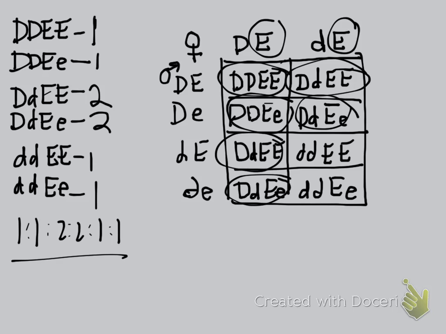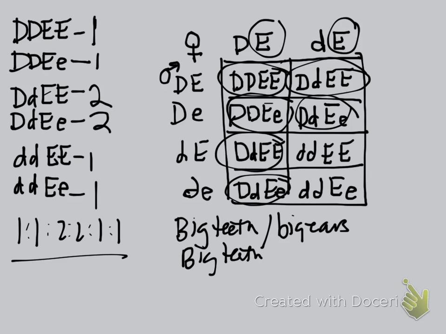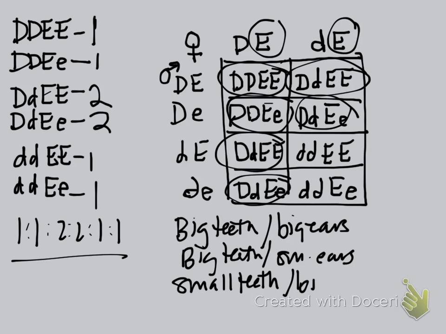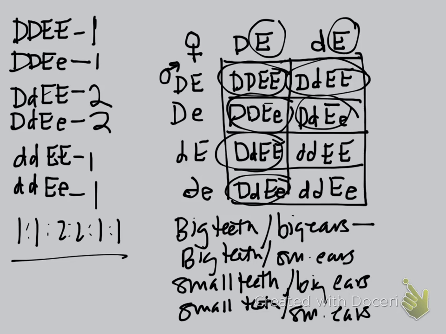So what do we have here? We have big teeth. And what's big E's or big ears? Pardon? It's ear size? Okay. Big teeth, big ears. Big teeth, small ears. Small teeth, big ears. Small teeth, small ears. Okay, how many big teeth and big ears?